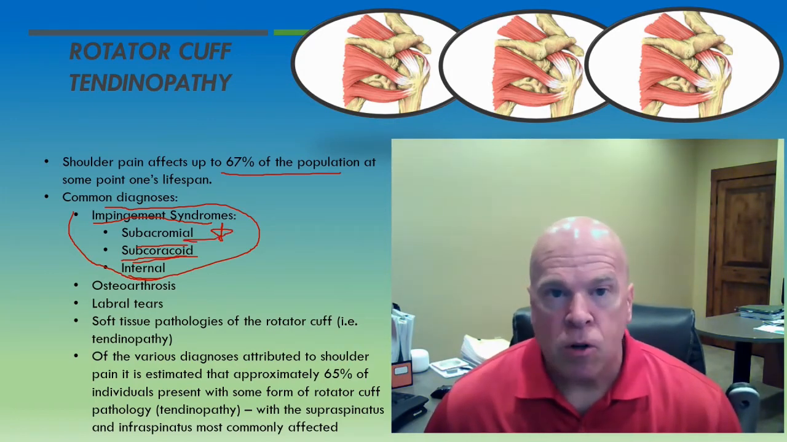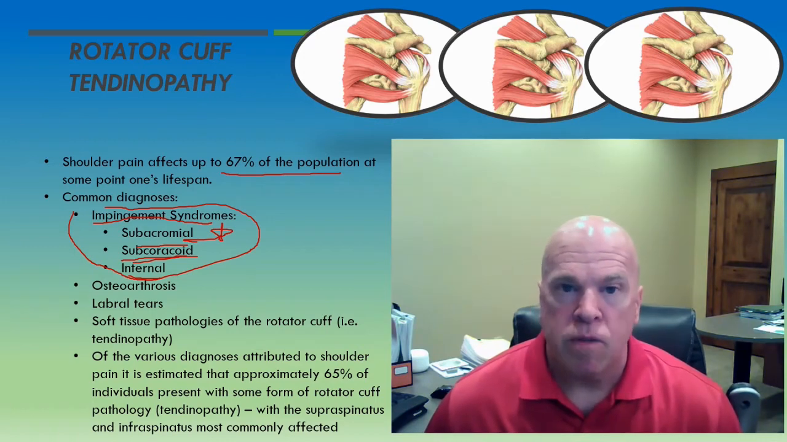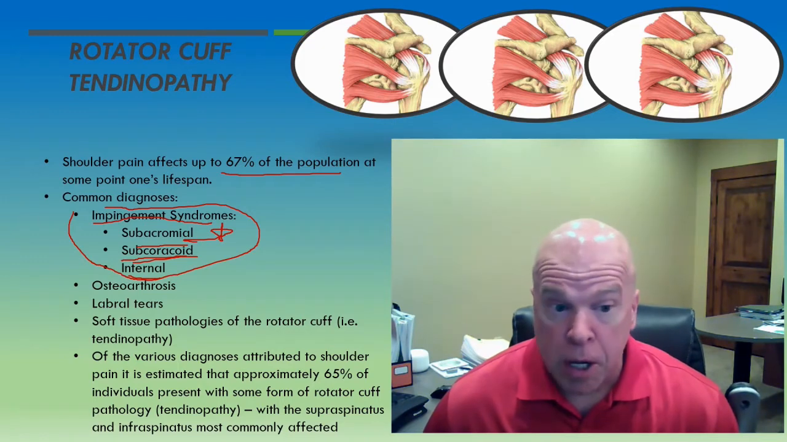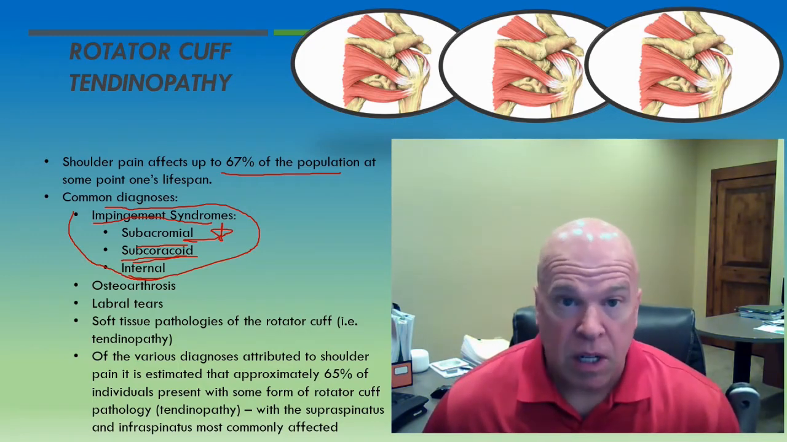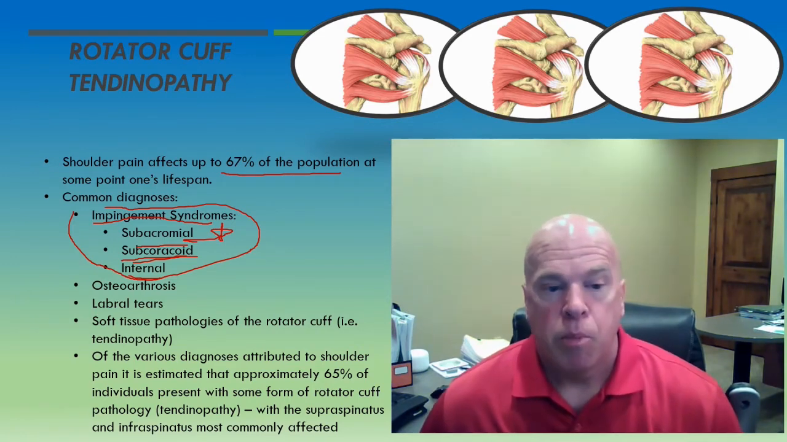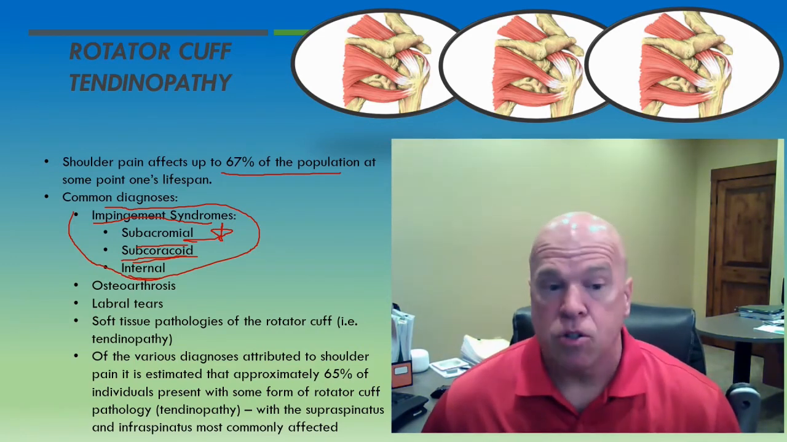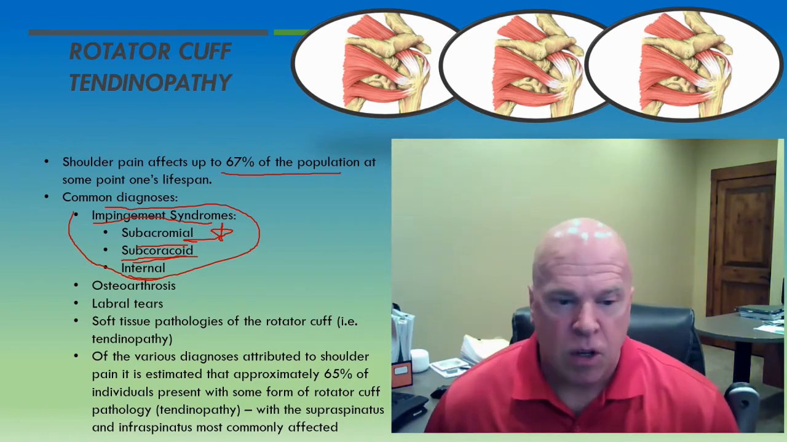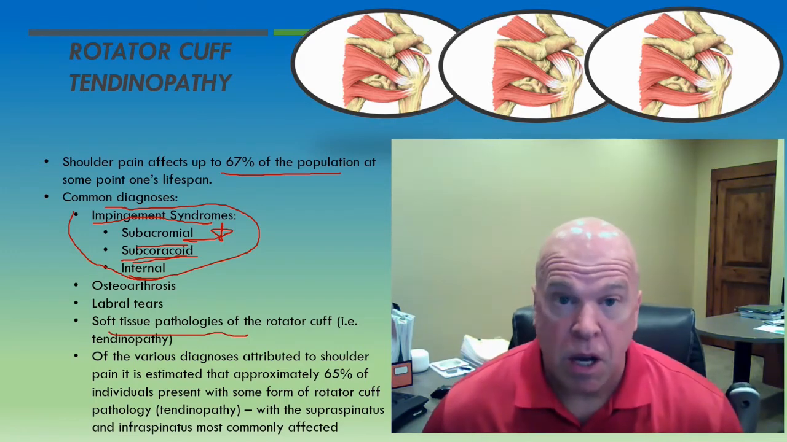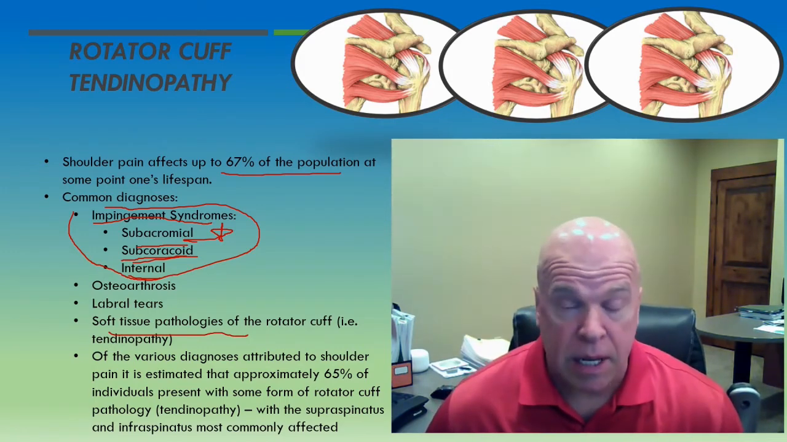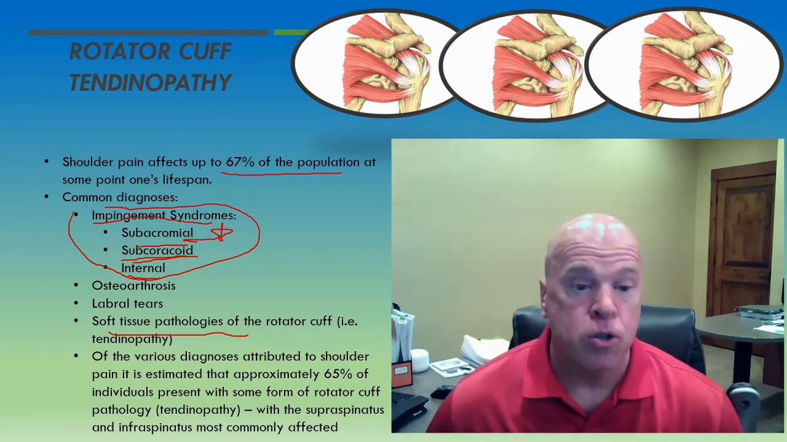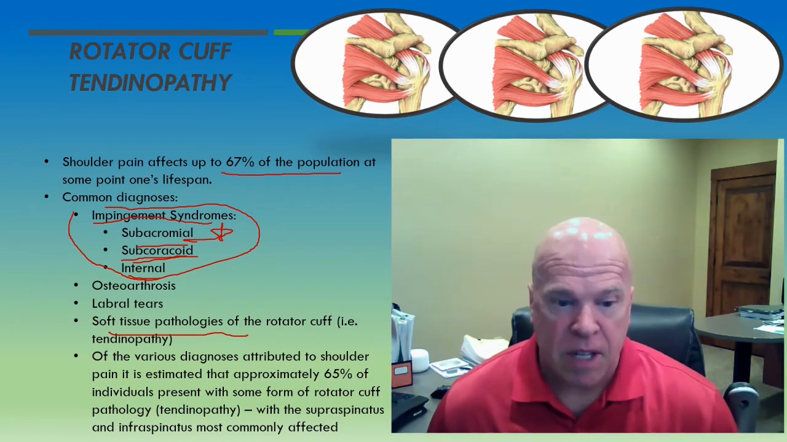But other common diagnoses include osteoarthrosis of the shoulder joint itself, particularly of the acromioclavicular joint, and labral tears of the glenoid labrum, both anterior superior tears, posterior and inferior tears, and circumferential tears. You're going to encounter soft tissue pathologies of the rotator cuff, ranging from tendinopathy to partial thickness tears, to full thickness tears, to even ruptures of the rotator cuff tendons.